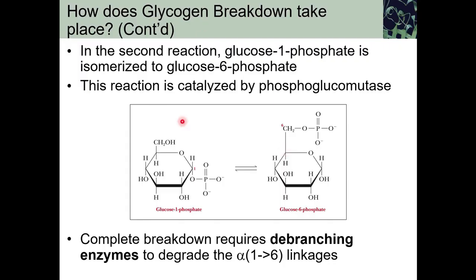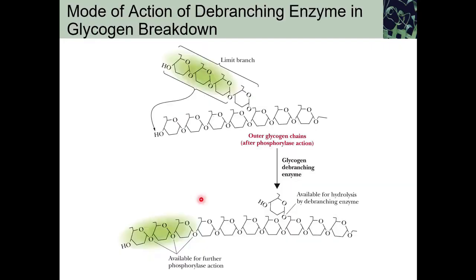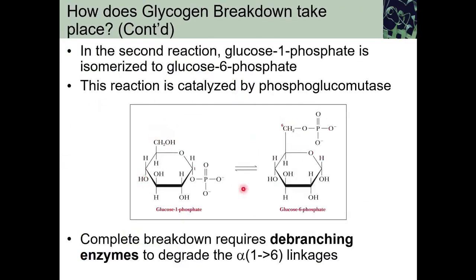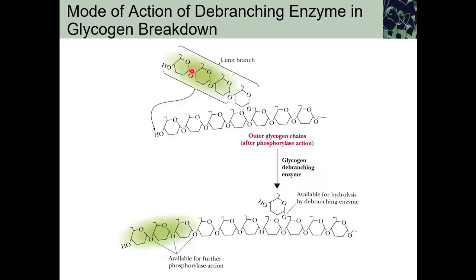glycogenolysis, right? Okay, but the structure of glycogen is actually a branched molecule. You can think of it as a molecule that has a number of different branches. So the question is, how do you hydrolyze the entire molecule if there are so many branches in it? As you can see here, these are the 1,4 glycosidic linkages. This is the alpha 1,6 glycosidic linkage.